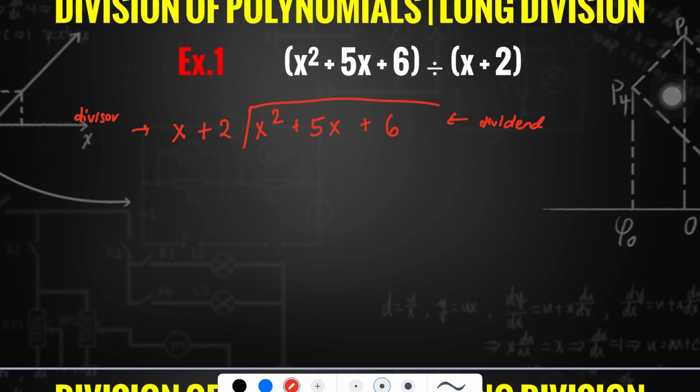Remember that our expression should be written in descending power. Okay, so you have your x squared, and then you have your x, that's raised to 1, and then you have your constant, which is your 6. And then for your divisor, it's going to be the same. So how do we divide these polynomials then? So let's divide the first term of the dividend by the first term of the divisor. So that's x squared divided by x, that's x.